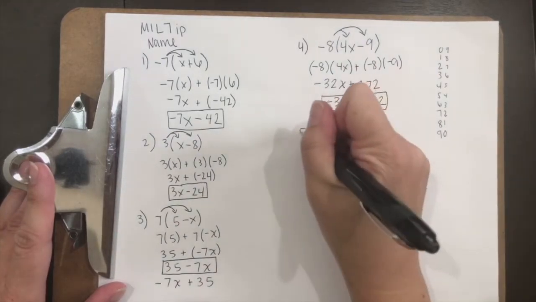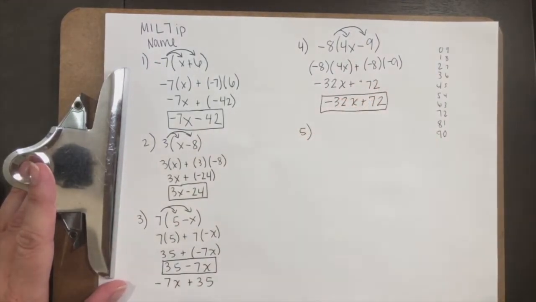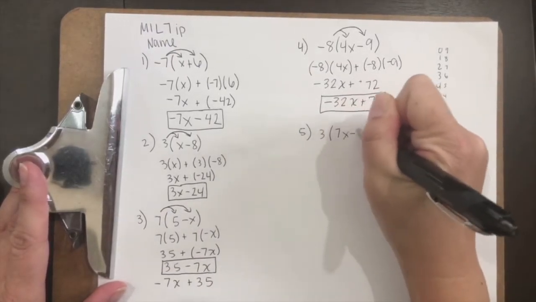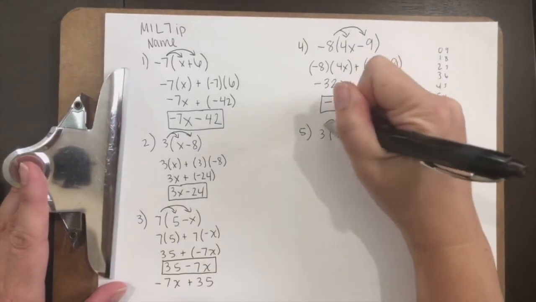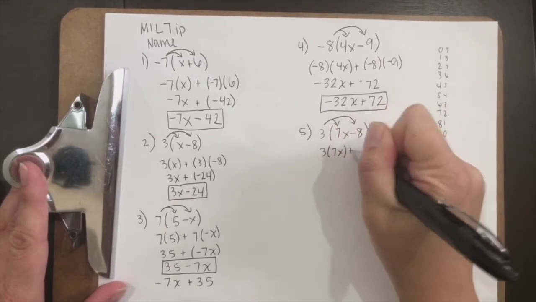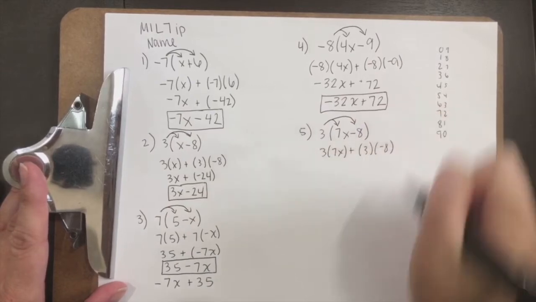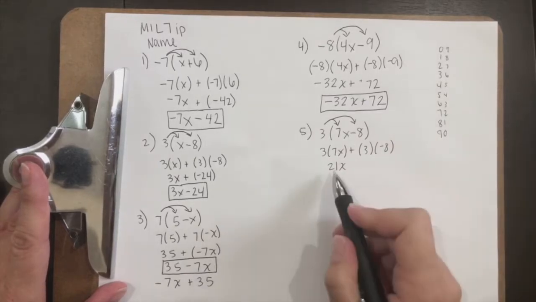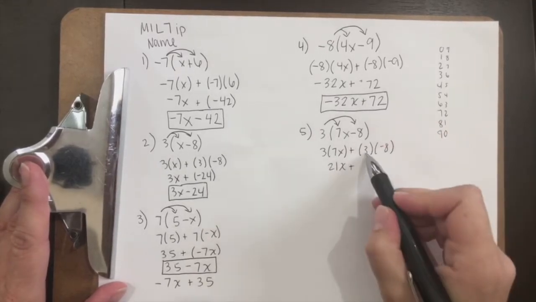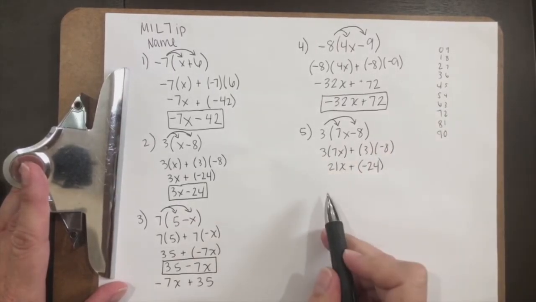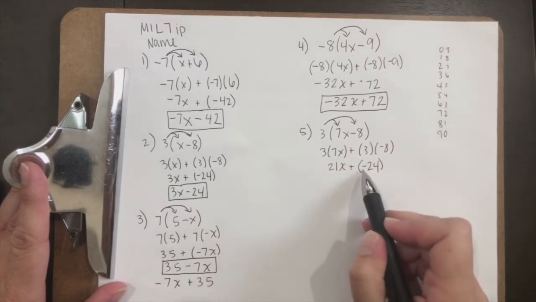All right, number 5. Rewrite using the distributive property. 3 sets of 7x minus 8. Let's distribute. 3 times 7x plus 3 times -8. 3 times 7 is 21. There's an x there, so we have 21 x's, plus 3 times -8 is -24. So now we have to deal with this negative here. We're just going to say 21x minus 24.